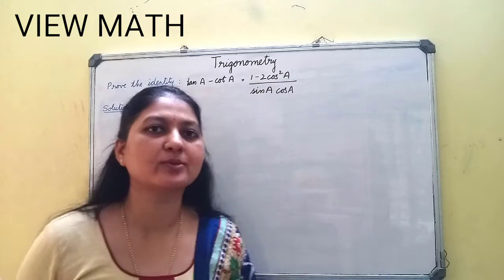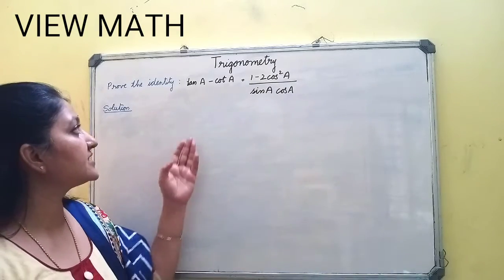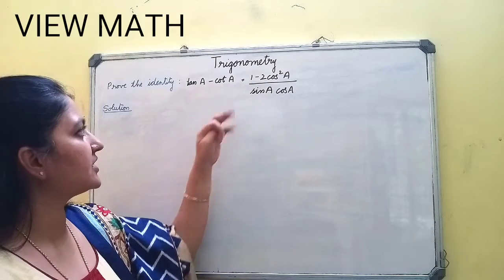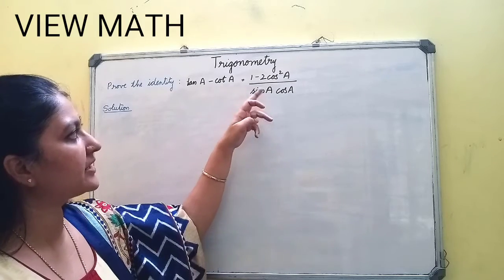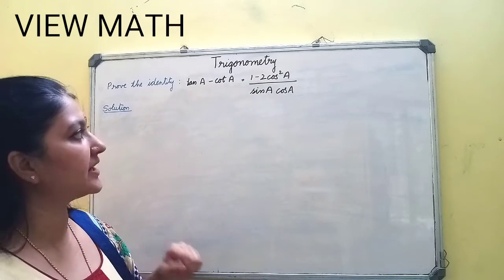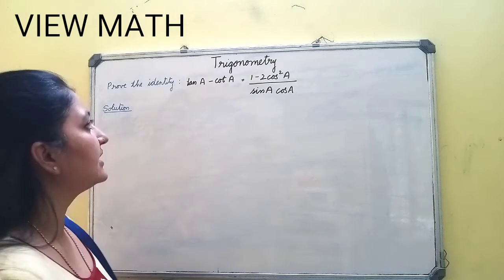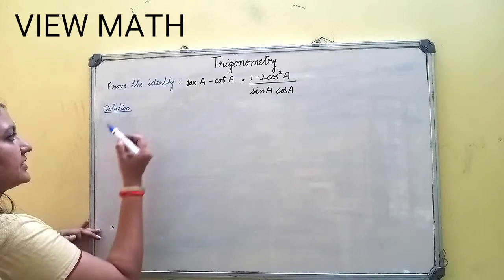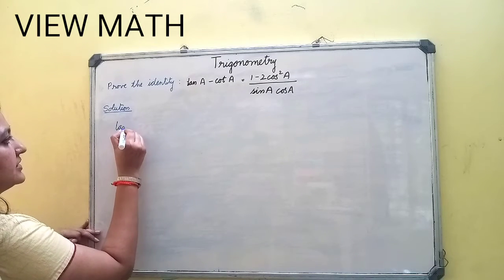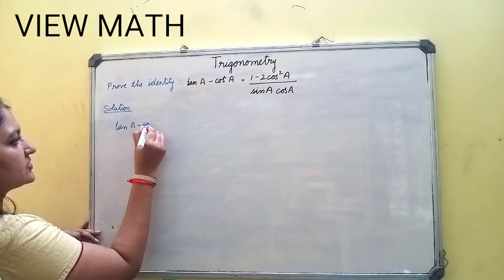Now let's see the next problem. Prove the identity tan A minus cot A is equal to (1 minus 2 cos square A) by sin A cos A. This is also the same way. Let me consider the left hand side, tan A minus cot A.